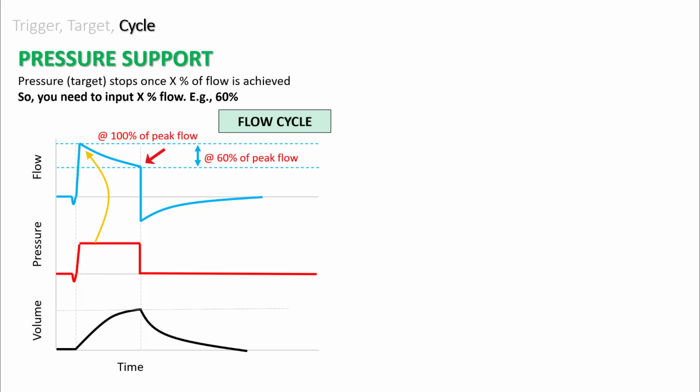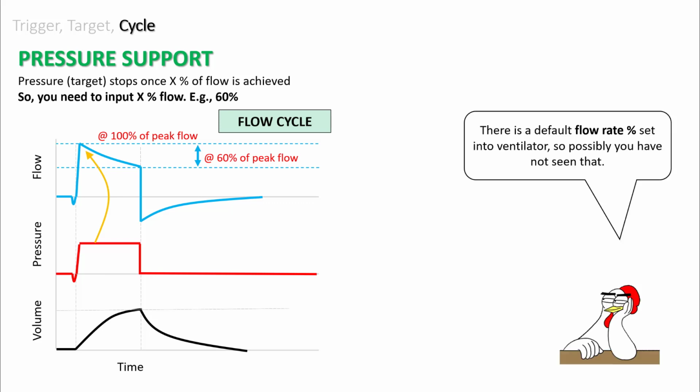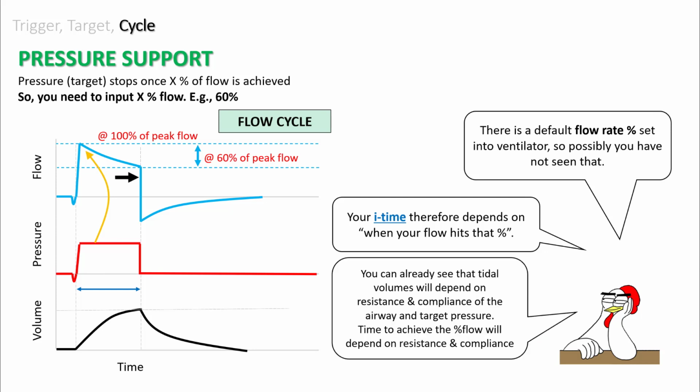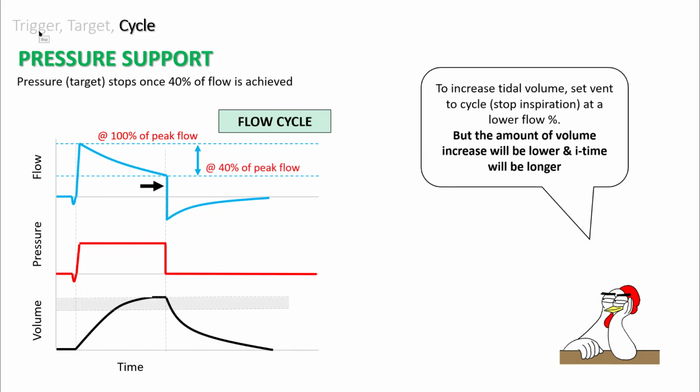For example, if you put 60%, the ventilator will stop the inspiratory phase once 60% of the peak flow is achieved. For example, if your peak flow is 100 liters per minute, the ventilator will stop the inspiratory phase once you reach 60 liters per minute of flow. There's already a default flow rate set into the ventilator, which is usually around 60 to 75%, but you can change this parameter depending on your patient's need. You can already see that if you decrease the flow, you'll get longer inspiratory time and get more volume.